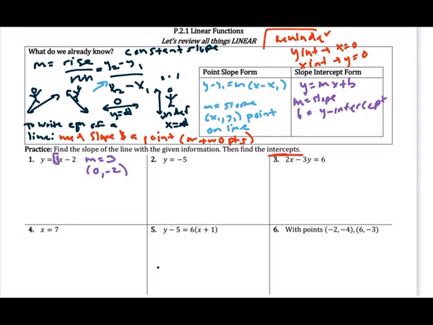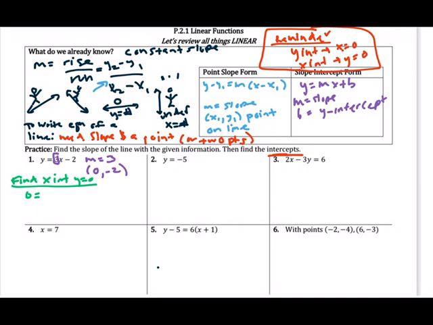The directions here also say find the intercept. So just as a reminder, intercepts are points on the axes. So the y-intercept is the point that we get when x is equal to 0. The x-intercept is the point that we get when y is equal to 0. So we can identify the y-intercept solely from just using slope-intercept form. To find the x-intercept, we need to plug in y equals 0 and then solve for x.